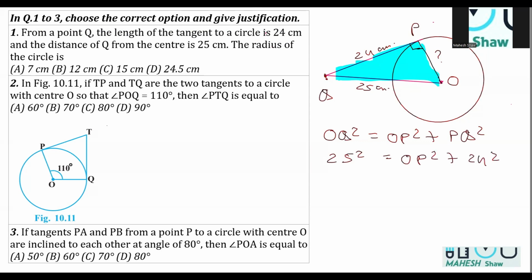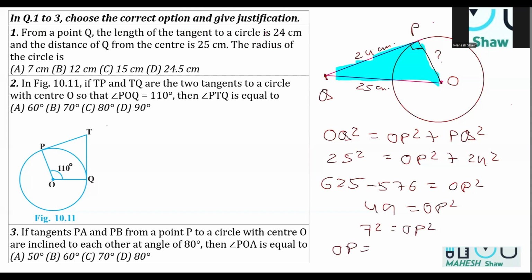So 25 square is 625 and 24 square is 576. That should give you OP square. This comes out to be 49 is equal to OP square. So OP is under root 49, or you can say 7 square is the same as OP square. That means OP is equal to 7. Now, once we get the length of OP as 7, we say that this is the correct answer. Now we'll read the next question.